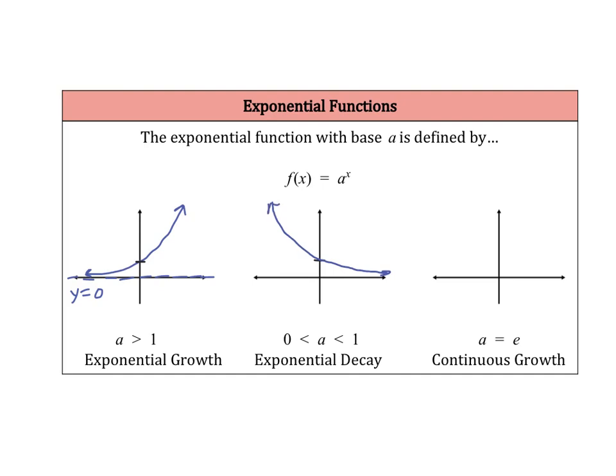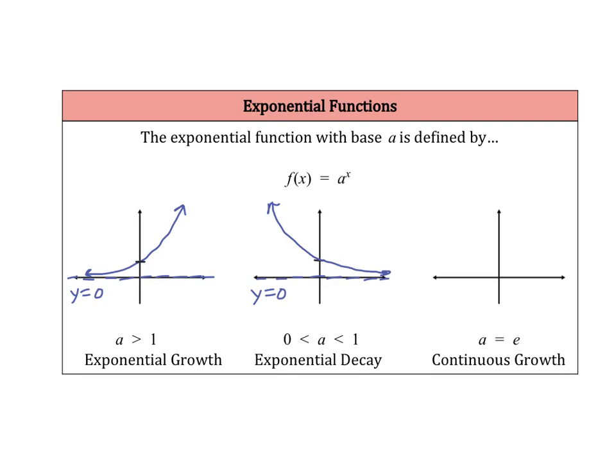Now for this one, we still have a horizontal asymptote at y equals 0. Right, because any base to any exponent can never equal 0, and it will never become negative. However, again, for a base that is between 0 and 1, you will experience exponential decay. So as your exponent gets larger and larger, your y value gets smaller and smaller.